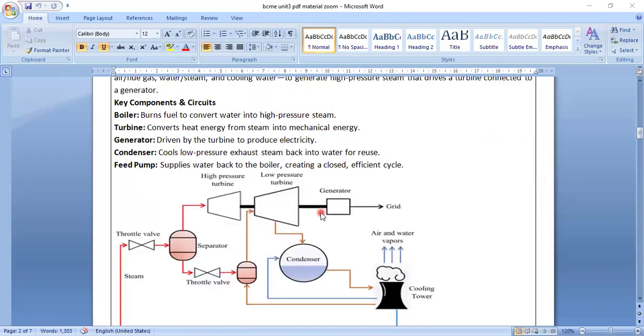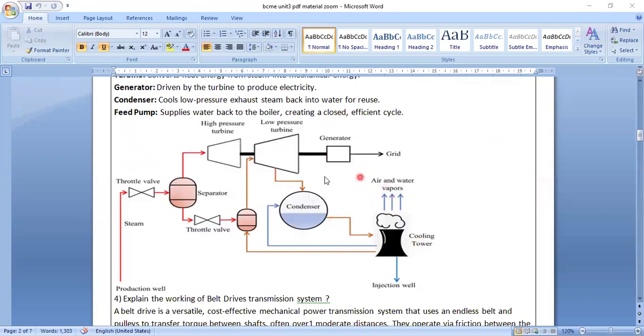In the steam power plant, directly, see, all are the same here. Here you have the turbine, and here the generator. This turbine has to rotate. So here what you are going to do, you have a throttle valve here.